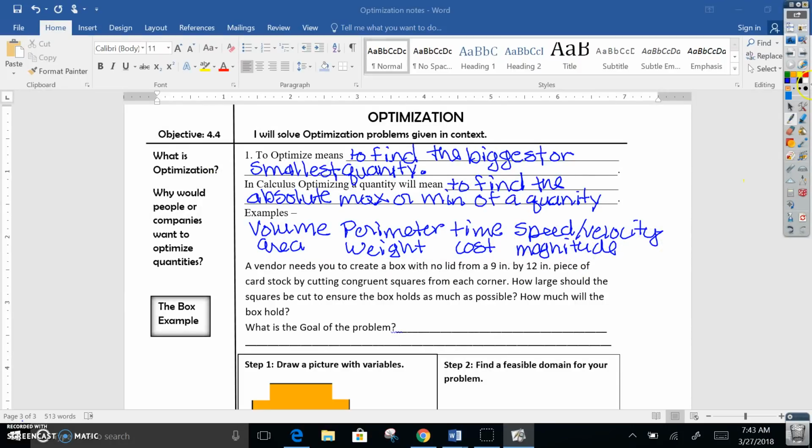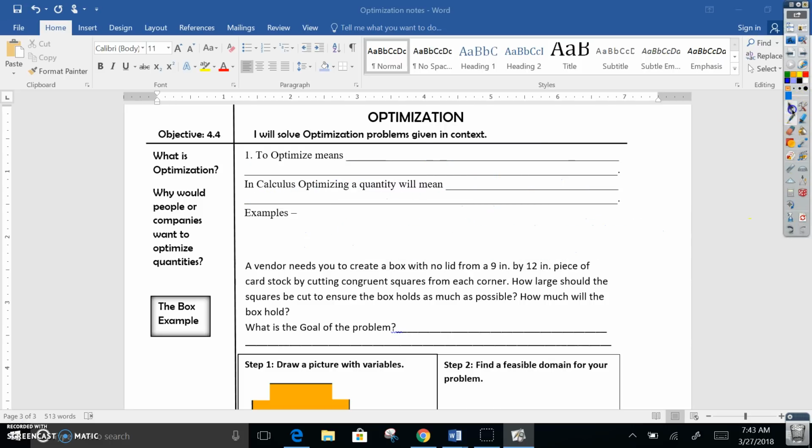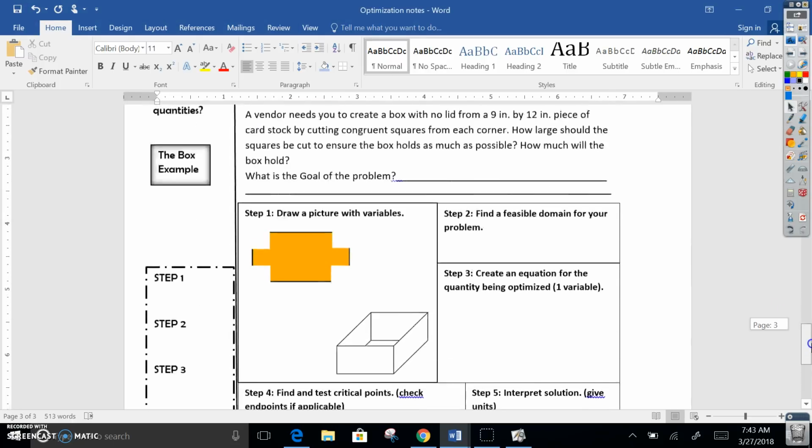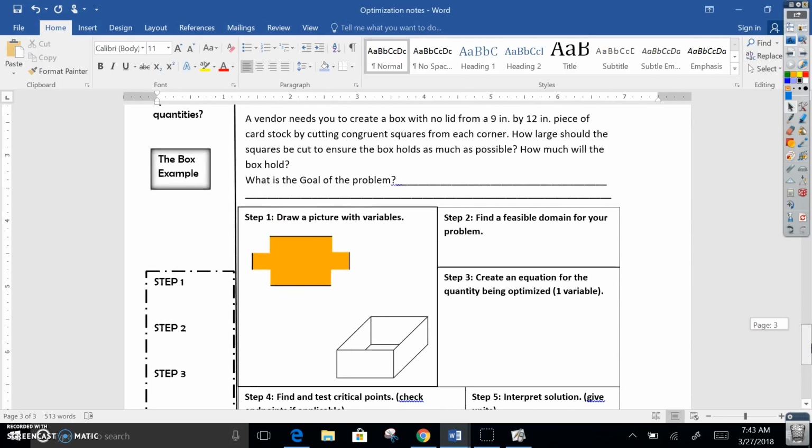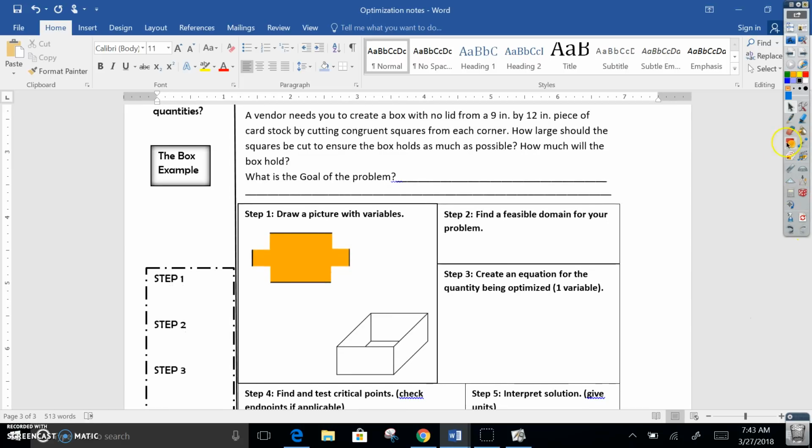Okay, so what I'm going to do now is go ahead and clear these annotations, and scroll down so that we can focus on this problem. It says a vendor needs you to create a box with no lid from a 9-inch by 12-inch piece of cardstock by cutting congruent squares from each corner. How large should the squares be to ensure the box holds as much as possible? How much will the box hold?